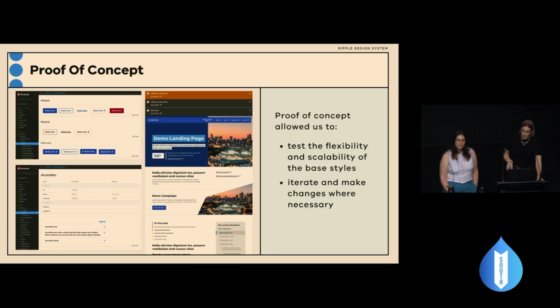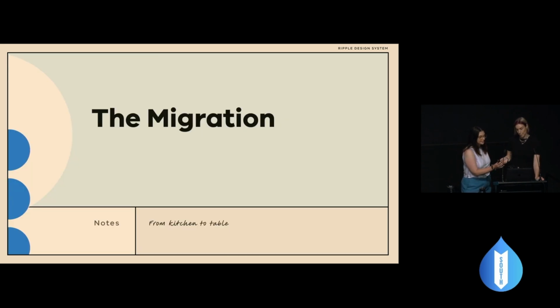Then after all this, we created a proof of concept, and that allowed us to test the viability of the design system. A small subset of components was used in our testing environment to test out the scalability and flexibility of the base styles, allowing us to iterate where necessary. Cool. And then we moved on to our migration.